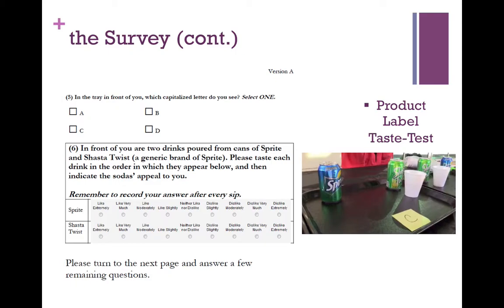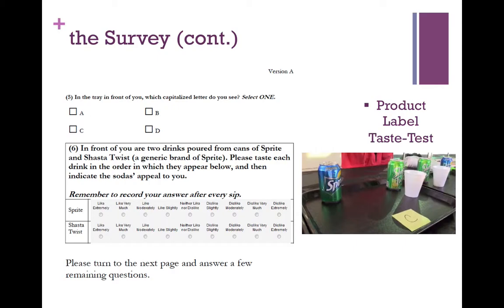which is the product label taste test. As you'll see, we had a similar setup with a tray and a sticky note, the sticky note containing one of four letters, A, B, C, or D. And we would have our researchers pour the soda from the can into the styrofoam cup. And then we would have our participants taste each of the sodas.